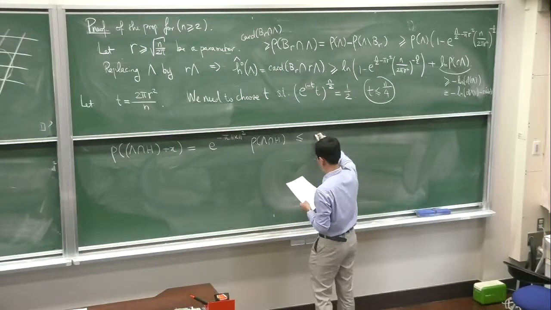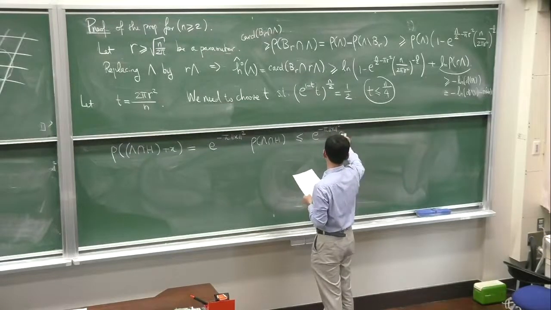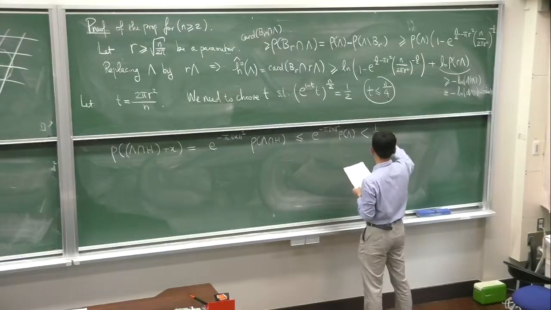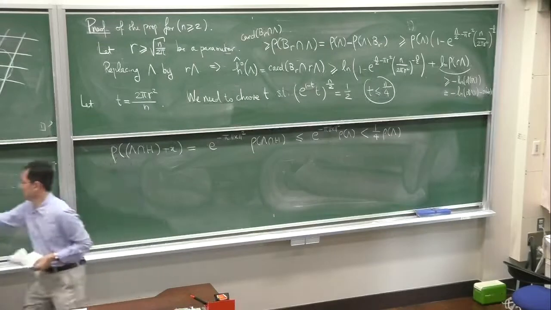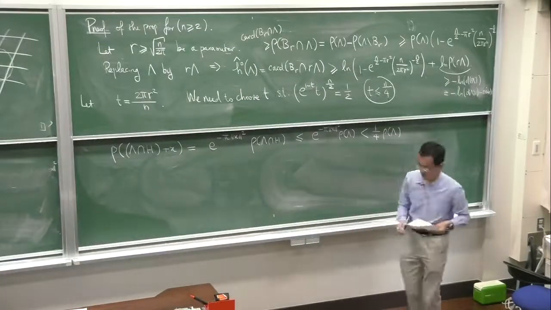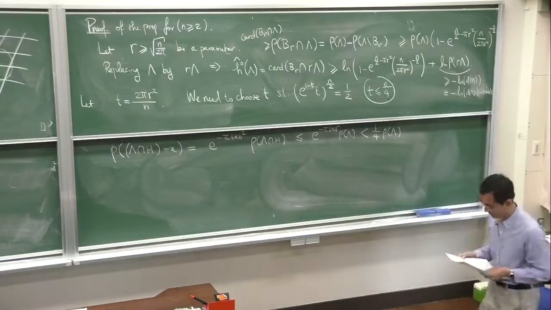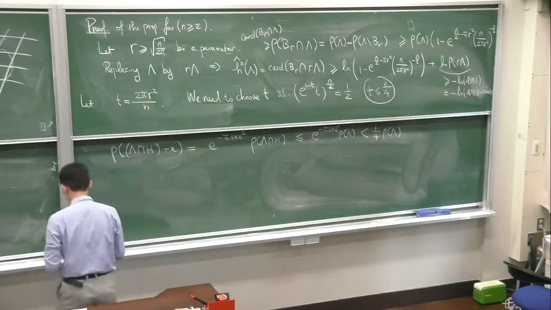So I just bound this by rho of lambda, so e^(-pi x squared) rho of lambda. So this is smaller than 1/2 of rho of lambda, because I have chosen the norm of x equal to 2/3. I hope that I didn't make some error here, but pi is so big that I'm not worried about it.